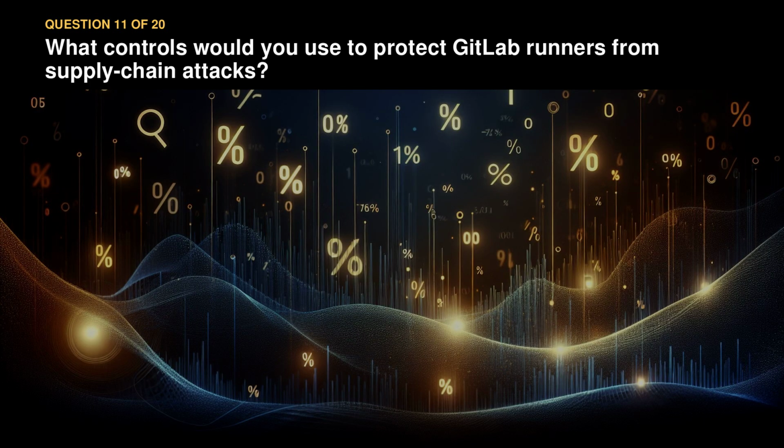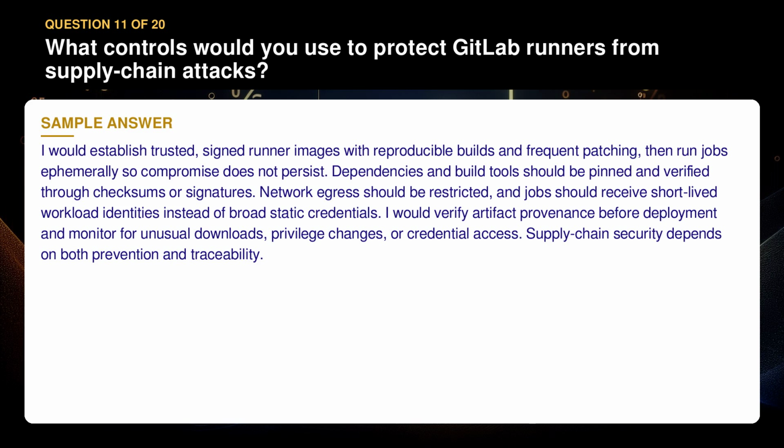Question 11. What controls would you use to protect GitLab runners from supply chain attacks? I would establish trusted, signed runner images with reproducible builds and frequent patching, then run jobs ephemerally so compromise does not persist. Dependencies and build tools should be pinned and verified through checksums or signatures. Network egress should be restricted, and jobs should receive short-lived workload identities instead of broad static credentials. I would verify artifact provenance before deployment and monitor for unusual downloads, privilege changes, or credential access. Supply chain security depends on both prevention and traceability.